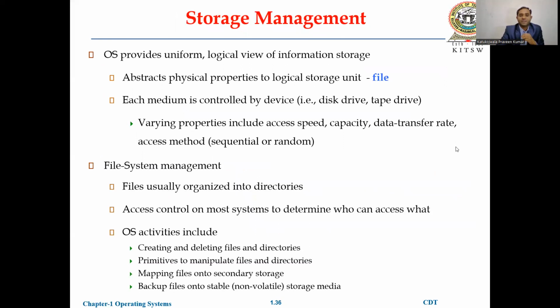Next one is storage management. The OS provides a uniform, logical view of information storage, and abstracts physical properties to a logical storage unit called a file. Each medium is controlled by devices like a disk drive and tape drive, with varying properties including access speed, capacity, data transfer rate, and access method, either sequential or random.